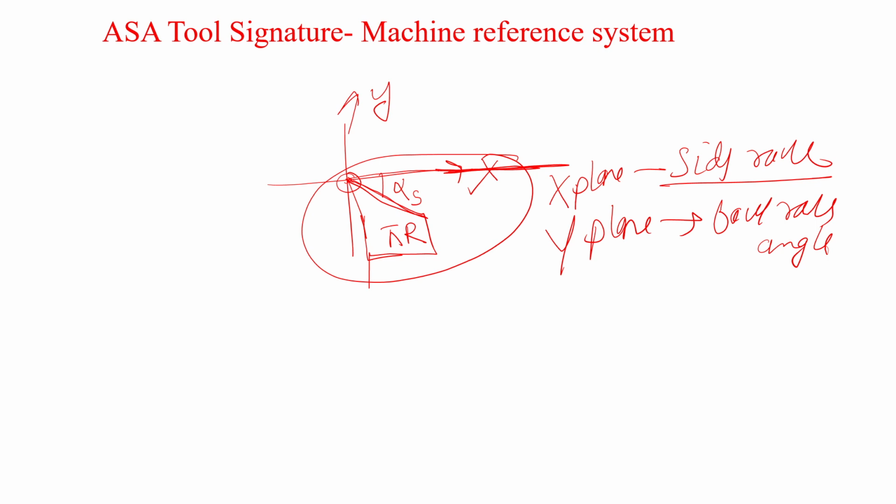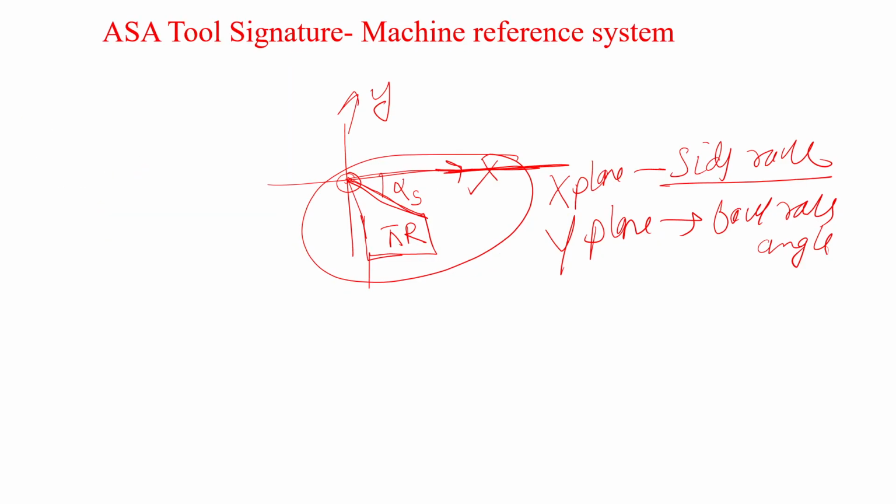From the side plane or from the x plane, it is the side rake angle. From the back plane or the y plane, it's called the back rake angle. Is it okay? Yes. Fine. Similarly, we have the clearance angle. What is clearance angle? Clearance angle is the angle between the flank and the cutting plane.